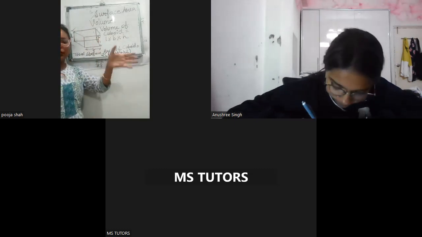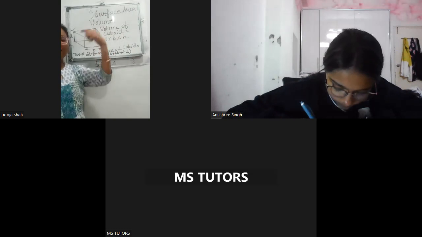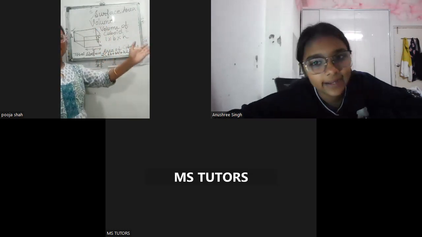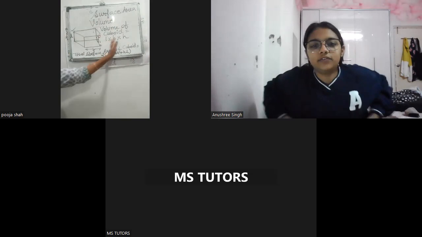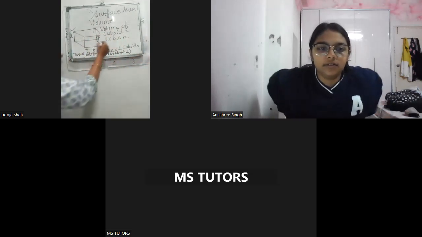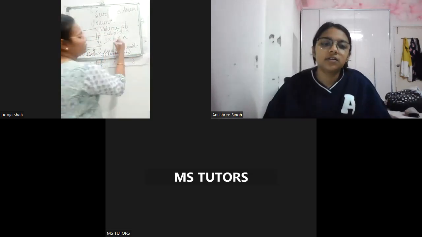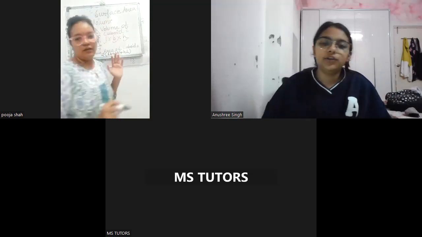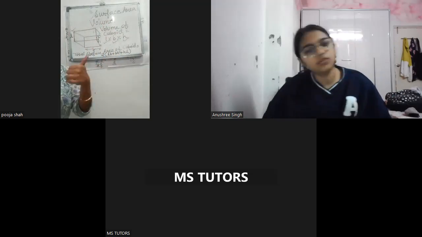Now it is clear. The volume of a cube is a multiplied by a multiplied by a, so a³ is there. But here we have all 3 different sides. Therefore, we are writing length multiplied by breadth multiplied by height. Now clear?